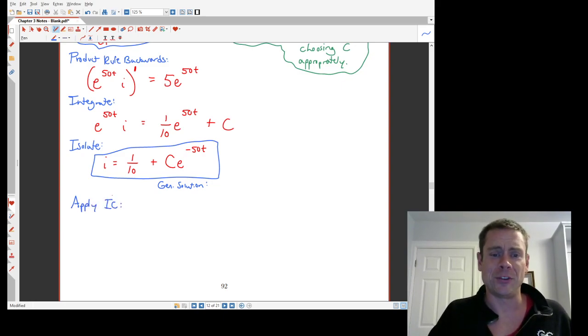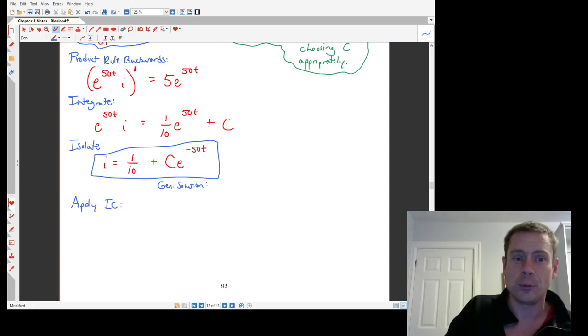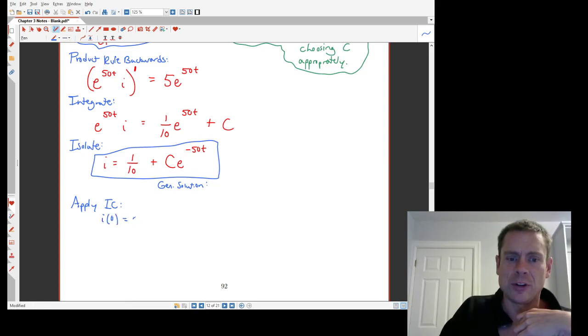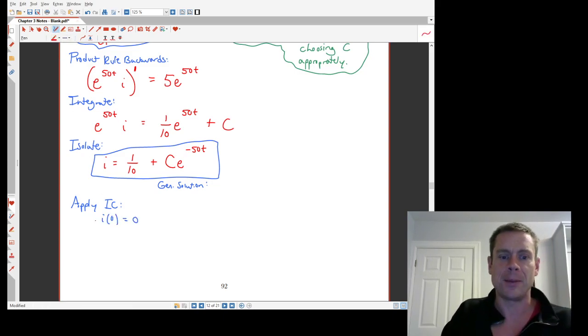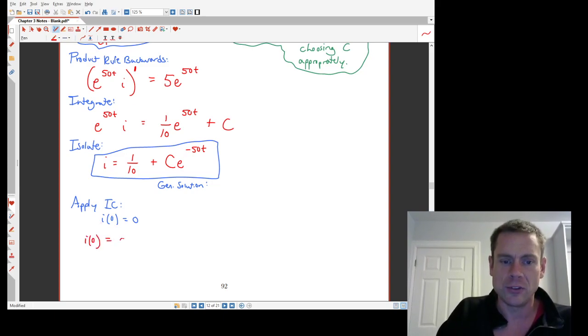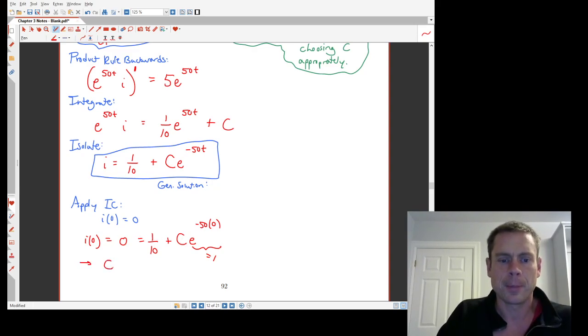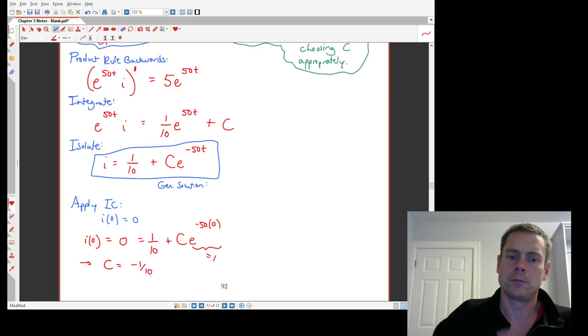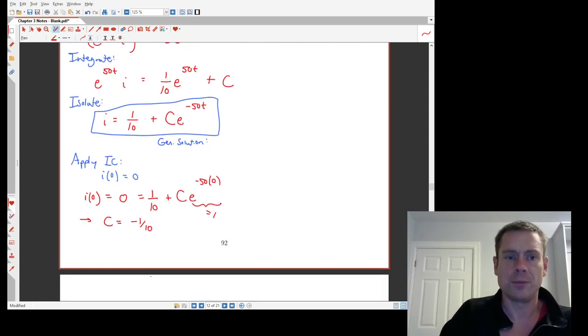But that's even simpler as well. We had that I of 0 is equal to 0. Let's plug that in and see what happens. So I get I of 0 equals 0 equals 1 over 10 plus c e to the minus 50 times 0. e to the 0 is 1. And so it looks like we're simply going to get that c is equal to, bring that over, minus 1/10. So just like that, we have a solution to our initial value problem.